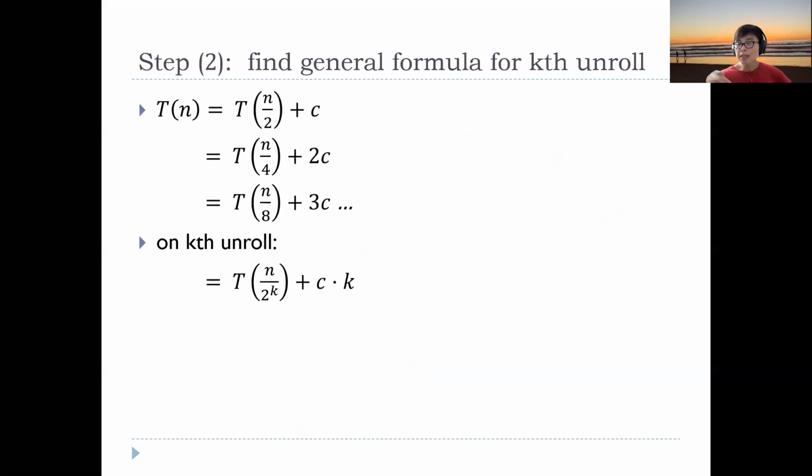What we notice is that on the k-th unroll, we have this general formula, because each time you unroll, inside you divide by a factor of 2. Outside, you only add another c, which means that the coefficient increments by 1. So as I do this k times, inside is divided by 2 k times. Dividing by 2 k times is the same as dividing by 2 to the k. For example, this is 2 squared, and this is 2 cubed.